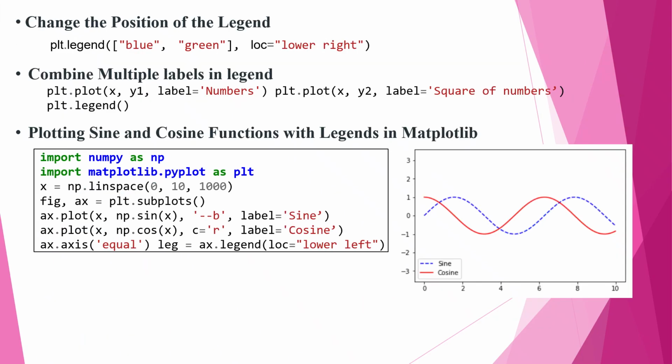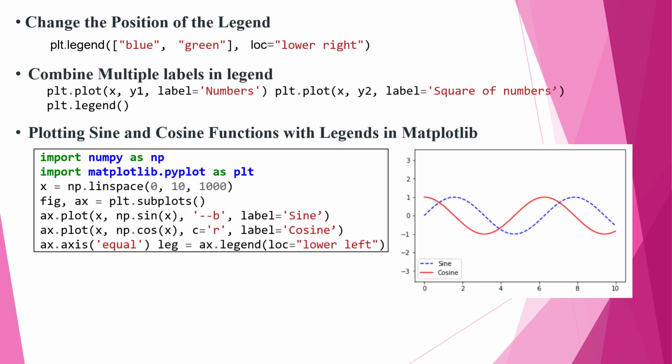This example shows how to customize and use labels effectively in matplotlib. The plt.legend function is used to display labels for different lines in a plot, making it easier to distinguish between multiple datasets. The position of the legend can be controlled using the loc parameter, such as placing it at lower right or lower left of the plot.